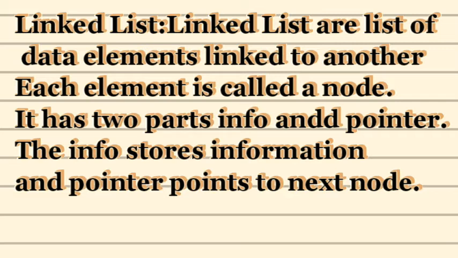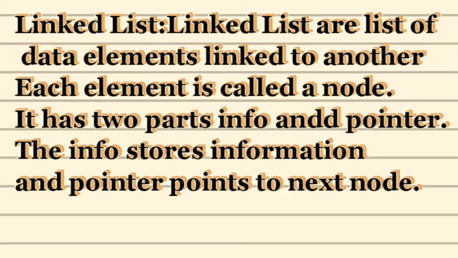The info part, which stores the information, and the pointer part, which points to the next element. Each of the elements that we have in a list is called a node, which has two parts: the info part and the pointer part. Info means the information that will be stored, and the pointer will be the memory location where it is pointing to next.